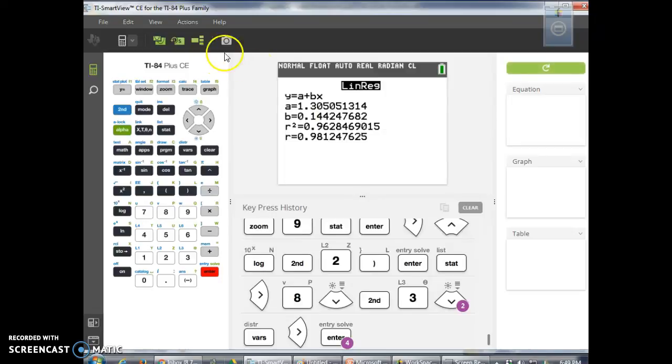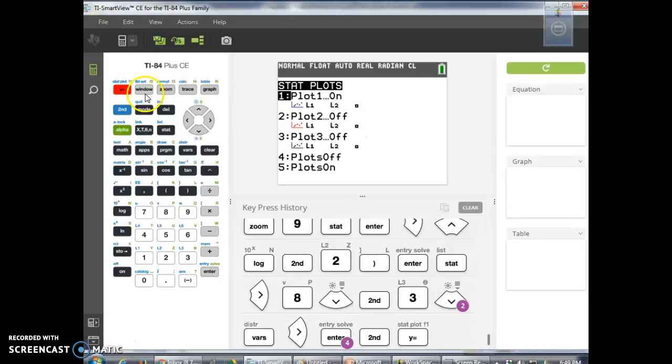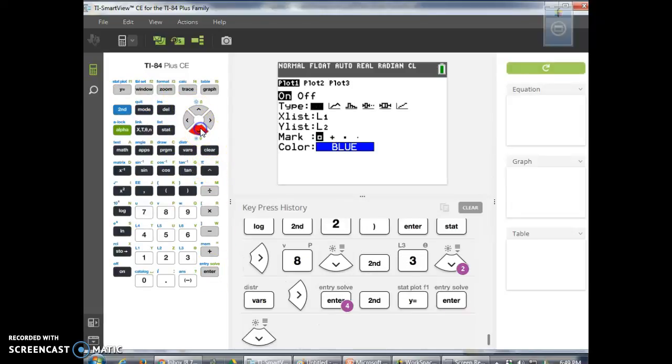Okay, so let's take a quick look at what this is going to look like. And I haven't looked at the scatter plots. I need to do that anyway. So I want to look at list 1 versus list 3.